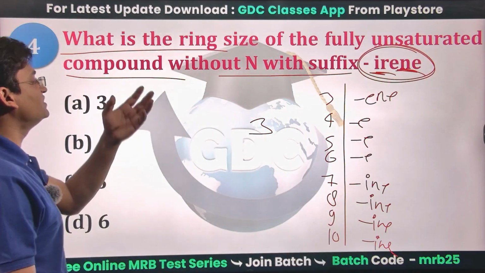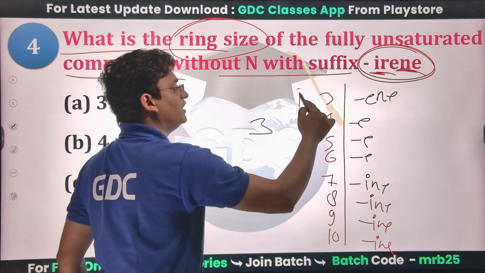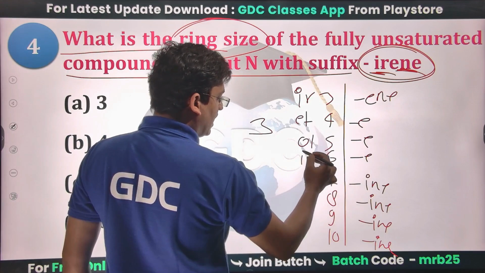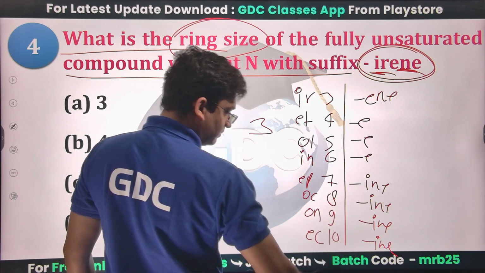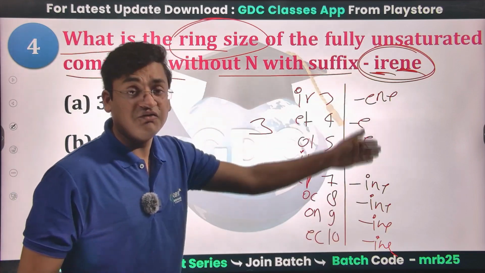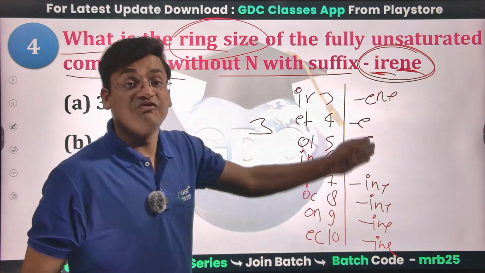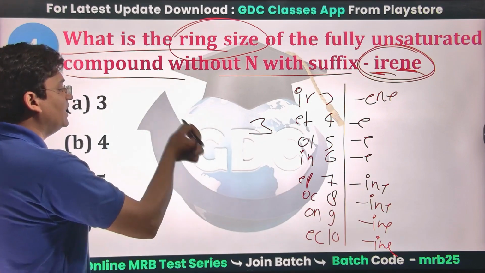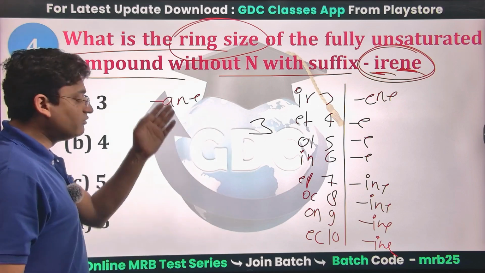So what will be the size of that particular ring? What is the ring size? So IR is representing the 3-member ring. 3-member IR, ET 4, OL 5, IN 6, EP, OC, ON, EC. Okay, so this is the ring size, word root you can say. If the ring is fully unsaturated, then you will be using the suffixes like this. And if it's saturated, then you simply have to use ane at the end. Whether it is 3 or 10, any one, it will be ended with ane.